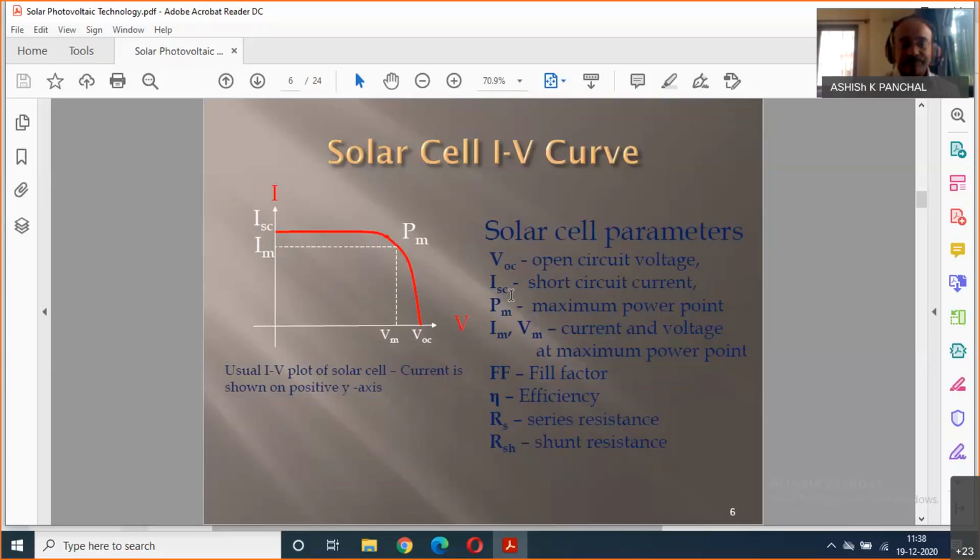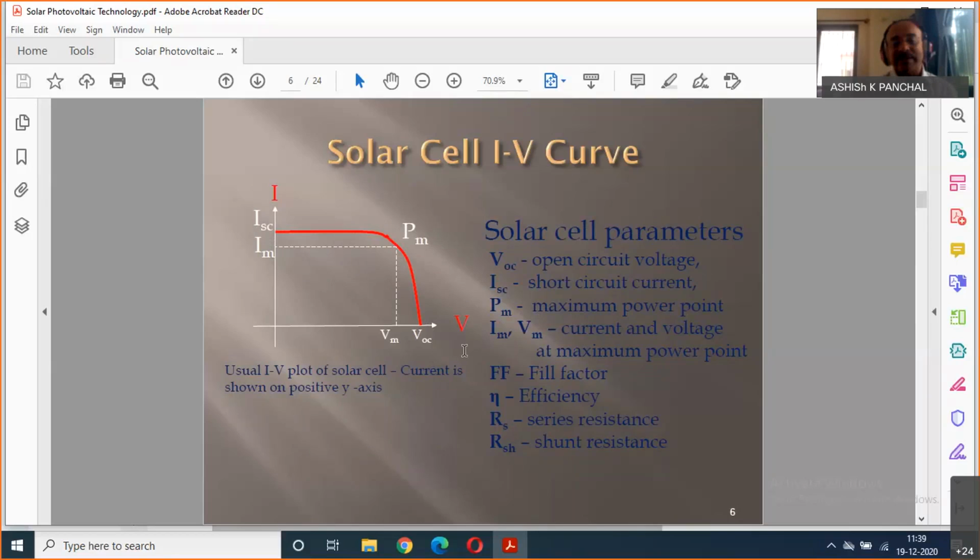So the third point is for minimum, or I need to control the current of this system. Okay, then only I can use the system. Otherwise, I will not use this system. VOC into ISC is the power. Okay, ideally speaking, we require VOC into ISC power, but in reality, what you get is VM and IM, and in ideality, you expect VOC.